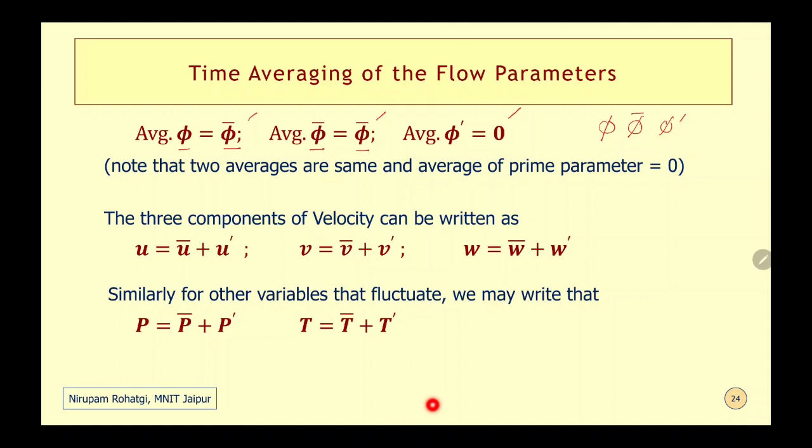Okay. Now if you do that, the velocities can be found like this. This is the instantaneous velocity, this is the average velocity, this is the fluctuation. And the same thing you can do for all the parameters: velocity in y direction, velocity in z direction, pressure, temperature. All these parameters are fluctuating. So you have one, the fluctuation, and the second is the average. Okay.